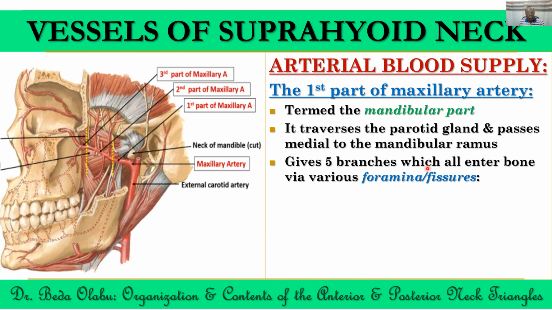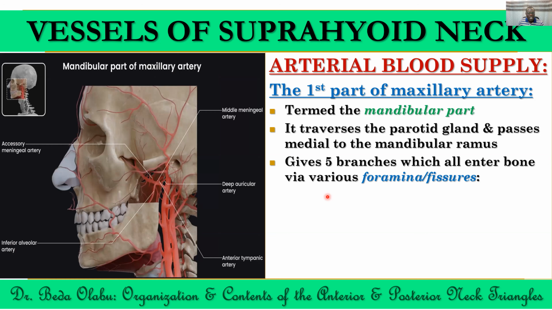This part has 5 branches which are named. And what is unique about the branches from the first part of the maxillary artery is that they go through various foramina in the bones around. So let's name them and also try to name the foramina that they go through. We can see the 5 branches from the first part already here. Middle meningeal, deep auricular, anterior tympanic, inferior alveolar, and accessory meningeal. Maybe as we do this, try to imagine which foramina do each of these arteries traverse. I can help you with that.